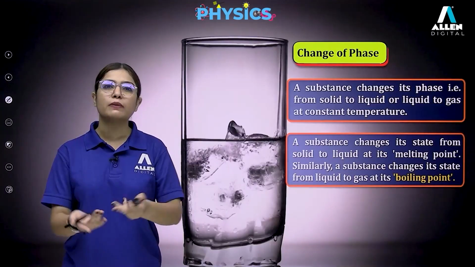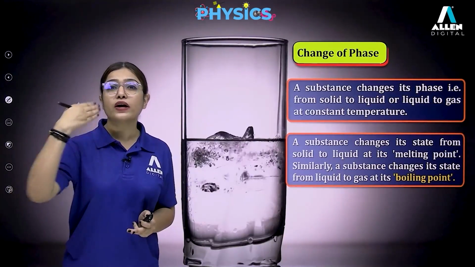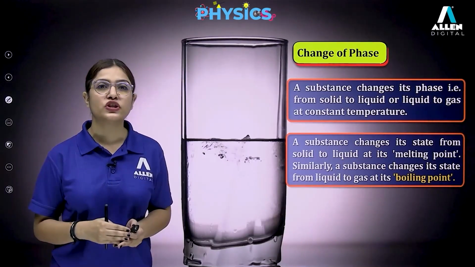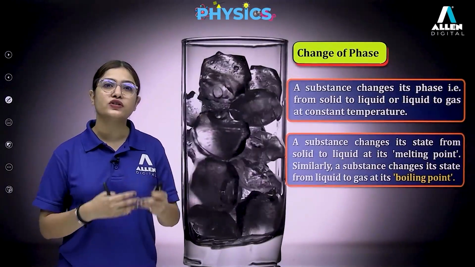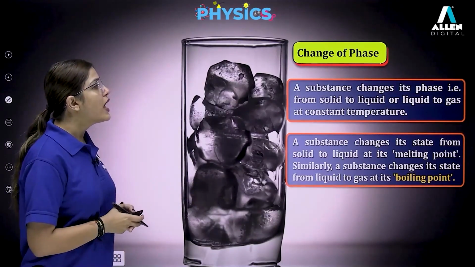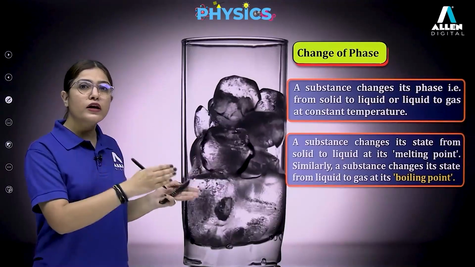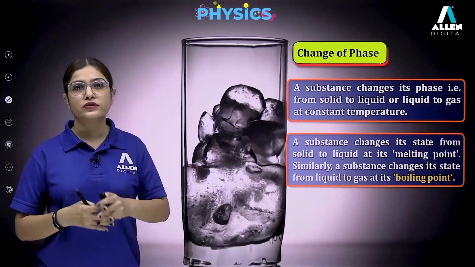This chapter is totally about heat and temperature. So we are actually providing the temperature. If we increase the temperature, we are also able to see the changes in phases. So a substance changes its phase from solid to liquid or liquid to gas at a constant temperature.